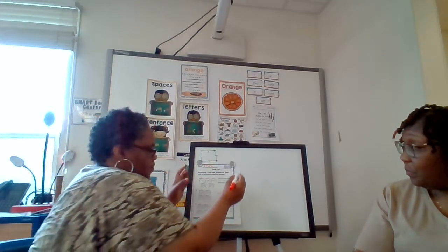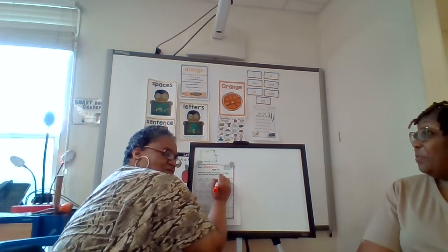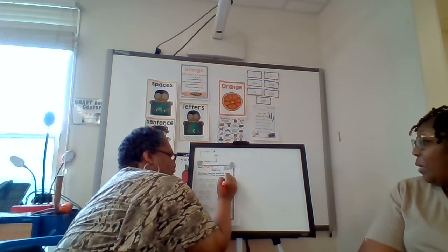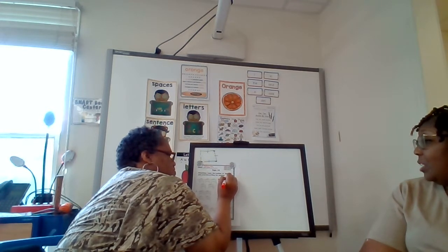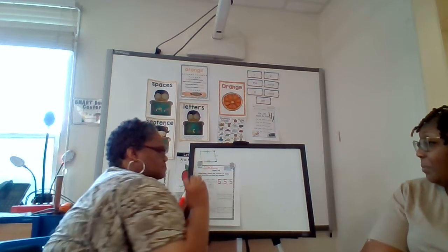So we're gonna trace the number 5. The B goes down and around the high, buzz to the top to make a 5. So we're gonna keep doing that. The B goes down and around the high, buzz to the top to make a 5. Good job.